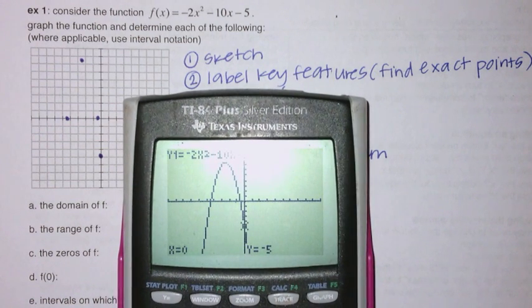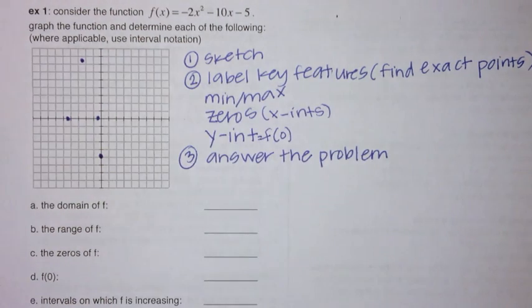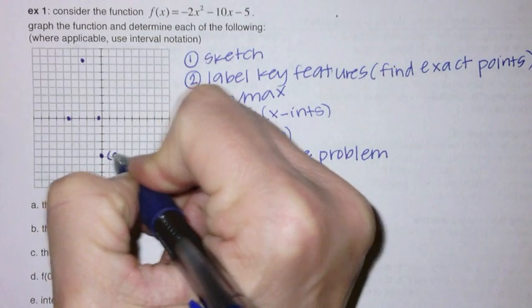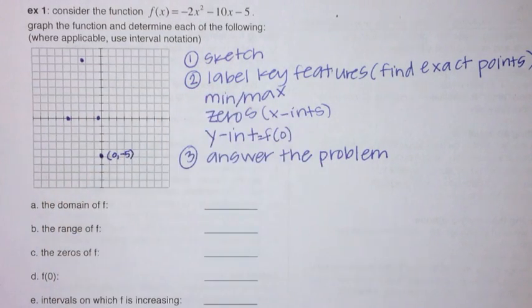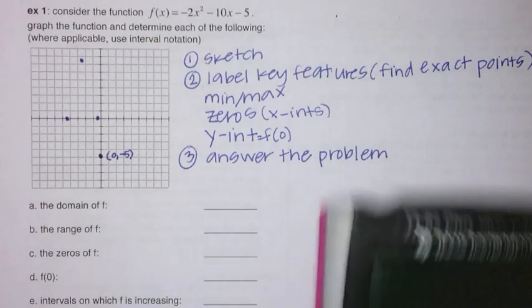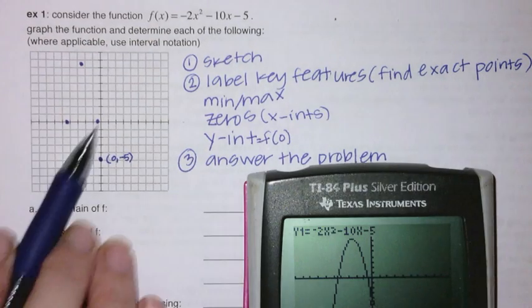Okay, now that I have this point labeled, this right here is the point 0, -5, so I do want you to label it (0, -5). And then the next thing that we need to do is find our zeros.